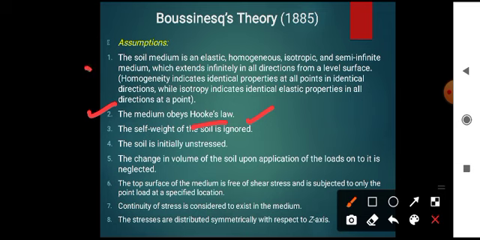The third assumption is that the self weight of the soil is ignored. In this theory, we are not at all considering the self weight of the soil.